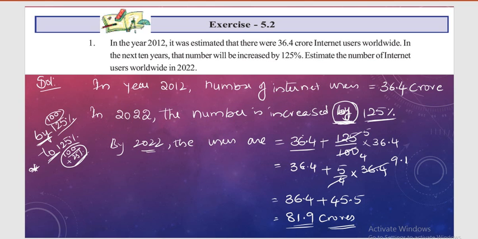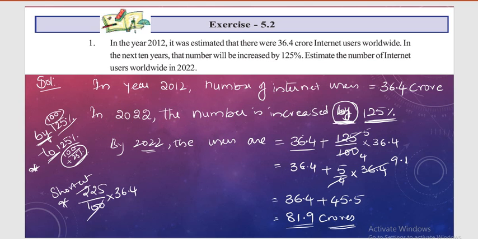So, understood the concept, right? This we can also do in another way. Since we are having a 125% increment, we can simply take it as 225 by 100 into 36.4. This is the direct way. Since 125% is increasing, already 100% is there, so for that 100%, if 125% increases, it becomes 225 by 100 into 36.4. So this is nothing but the shortcut.